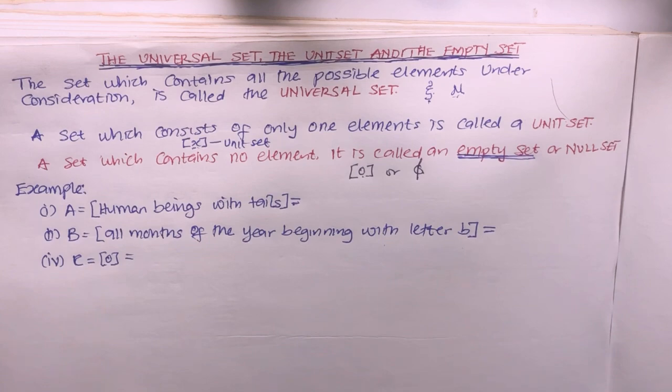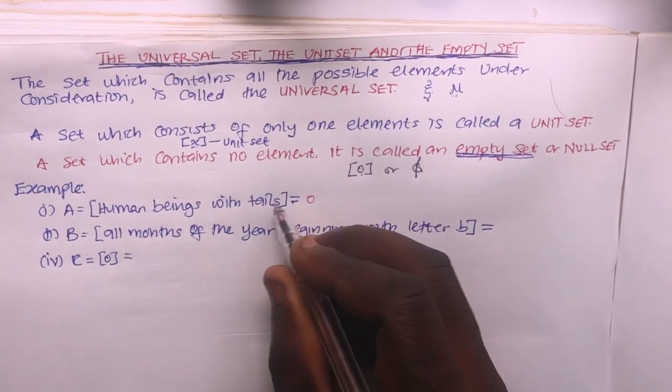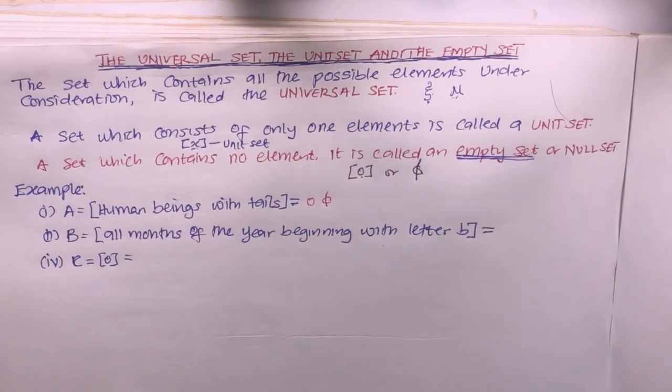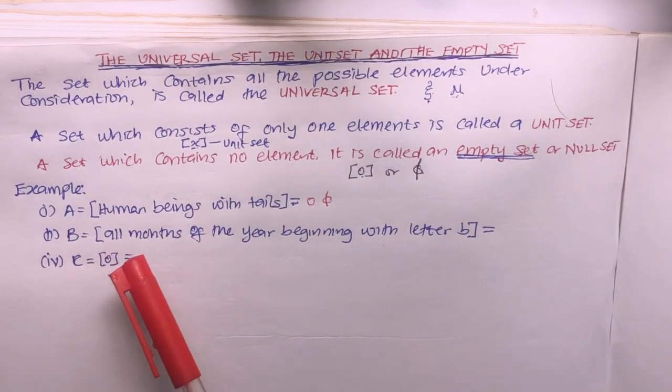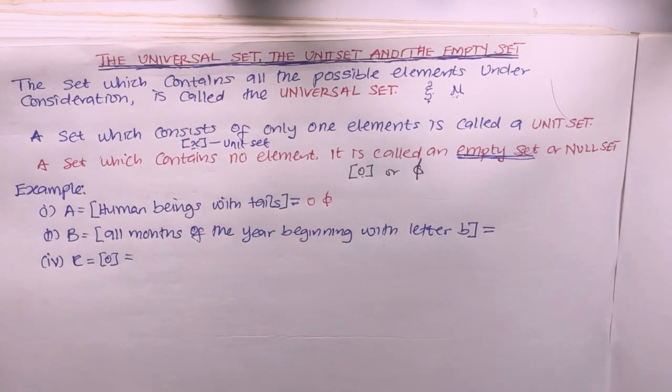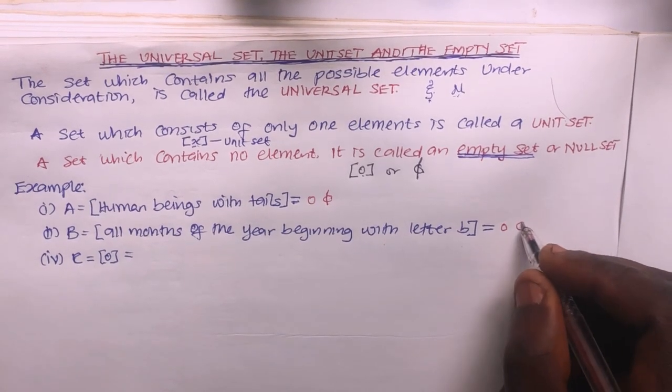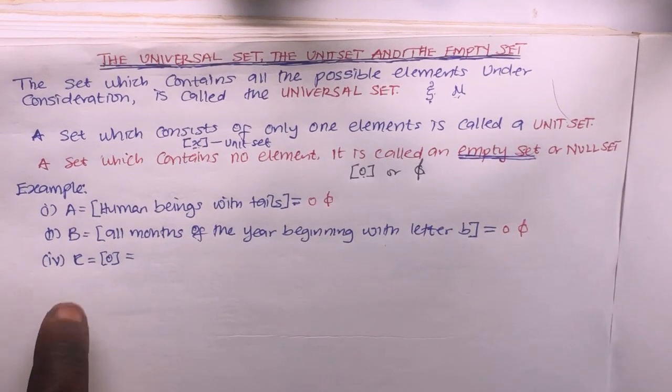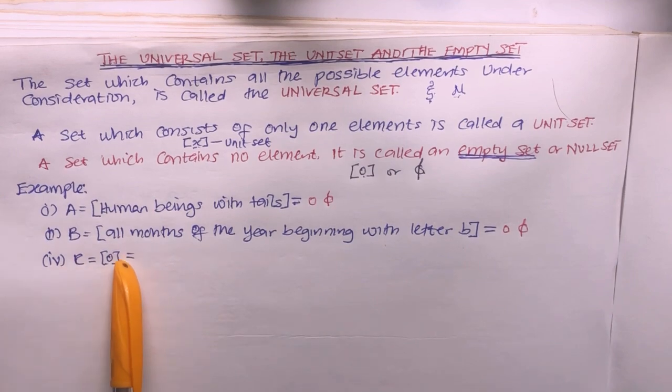Now let's check an example. Human beings with tails. Do we have any human being that has a tail? No. Which is what? Zero. So this set is a null set. The second one: all months of the year beginning with letter B. Do we have any month of the year that begins with letter B? No. So this one is also a zero, a null set.